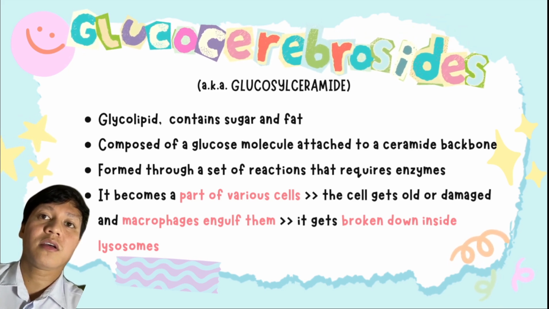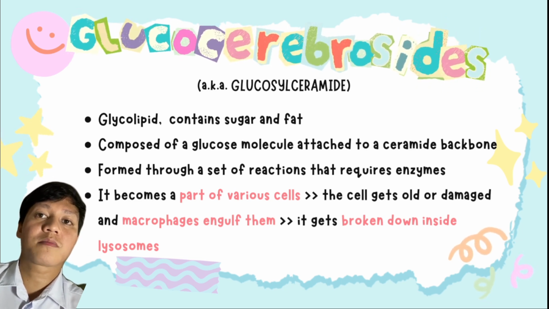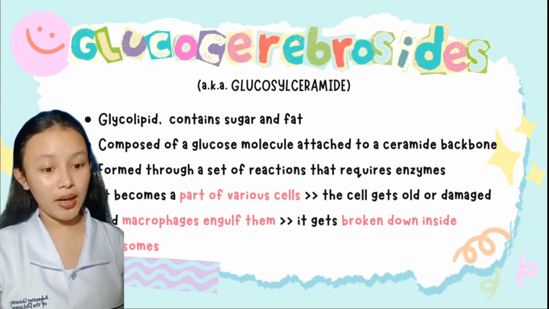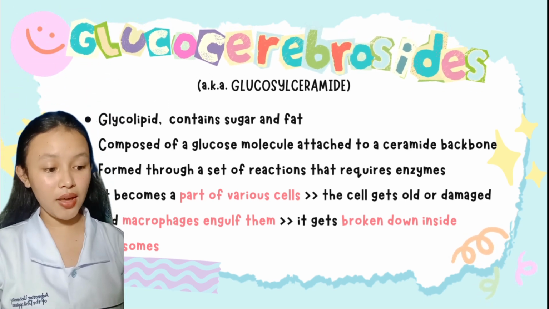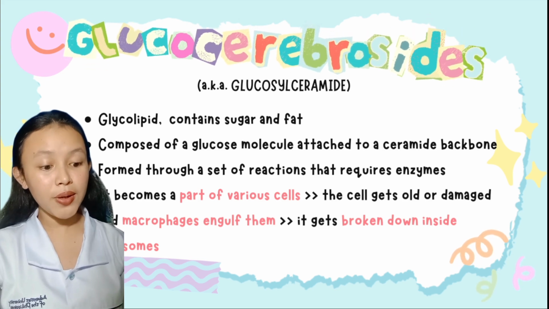When the cell gets old and damaged, the macrophages engulf them. It gets broken down inside lysosomes. Once broken down, these fats are either recycled to be used again by the body or safely removed as waste.